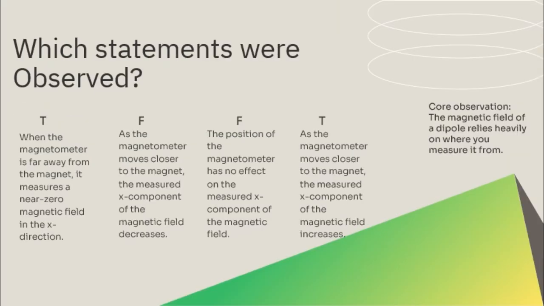So we were given a couple of statements and had to see which ones would hold true after we did this lab. The first one we found to be true. The second and third were false, and the fourth was true. The general way to easily figure out which one was true and false was that the magnetic field of the dipole relies heavily on where you measure it from. It decays exponentially. So we know that when you're far away, the field is going to drop, but it won't exactly be near zero, but it still will drop. And it's not independent of the x component. Nothing's independent of its position.